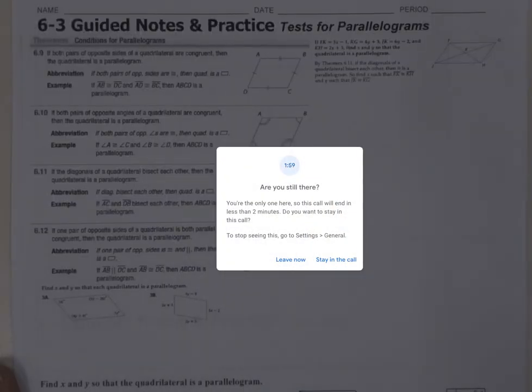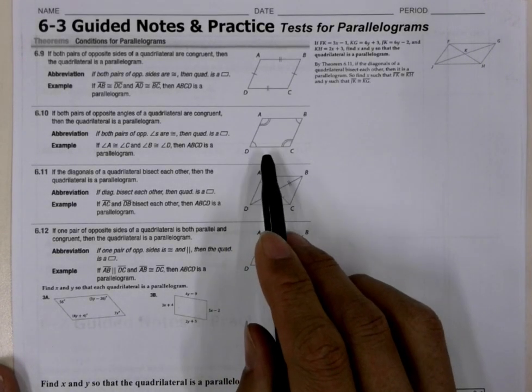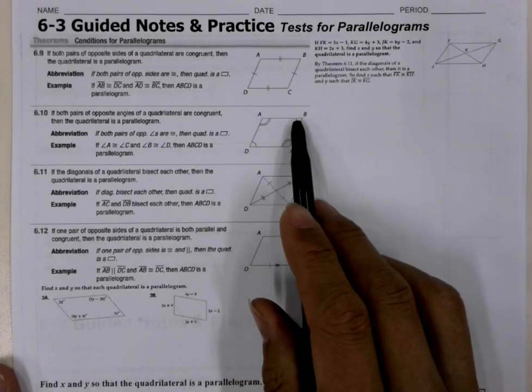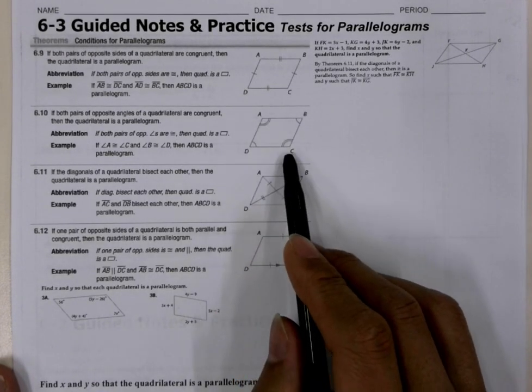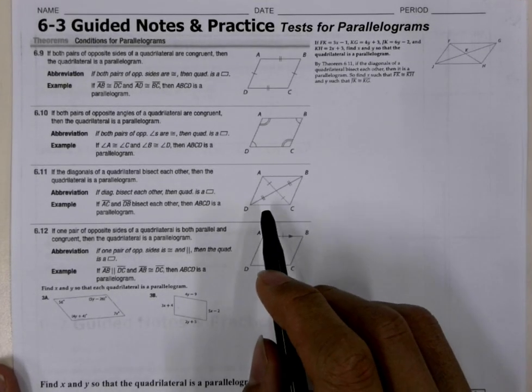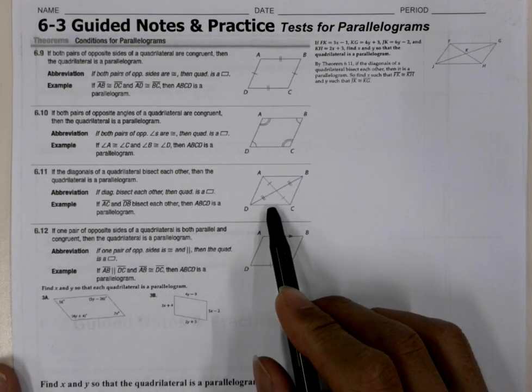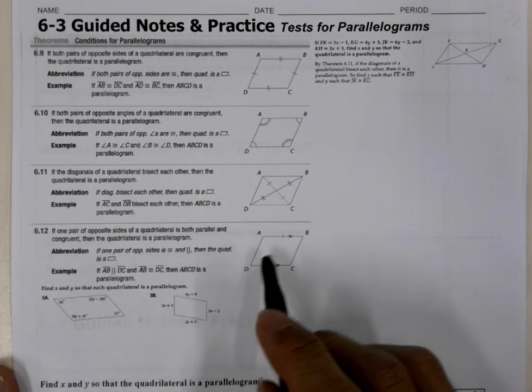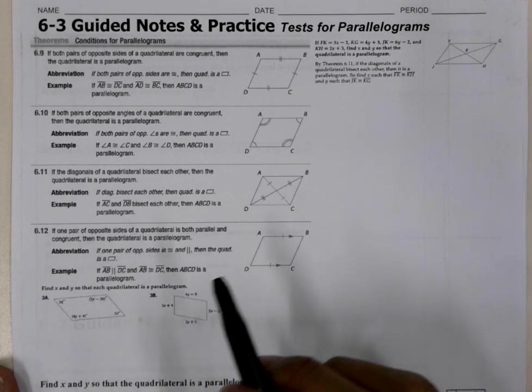This theorem lets us prove that a quadrilateral is a parallelogram if we can show that opposite angles are congruent. If we can show that the diagonals bisect each other, then we can prove that the shape is a parallelogram. And if we have opposite sides parallel and congruent, then we can state that the shape is a parallelogram. So we want to use this to solve some problems, and let's look at this first one here.